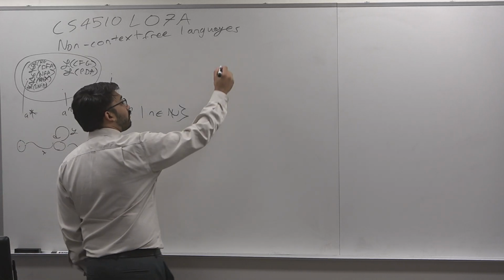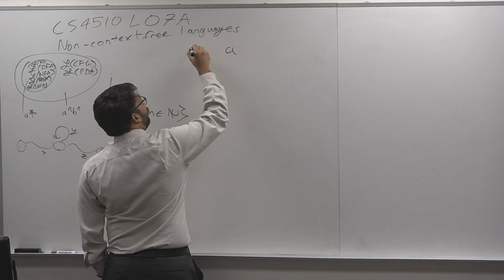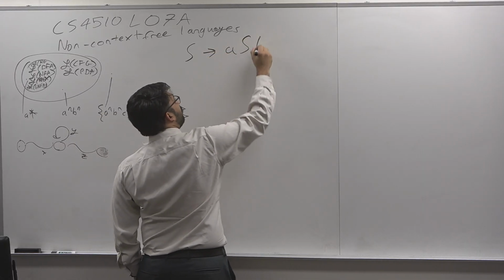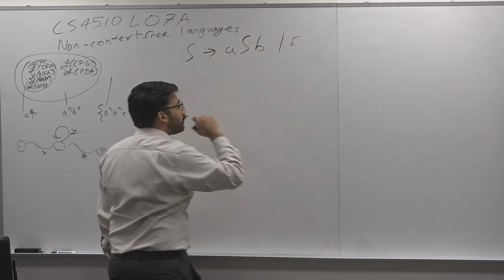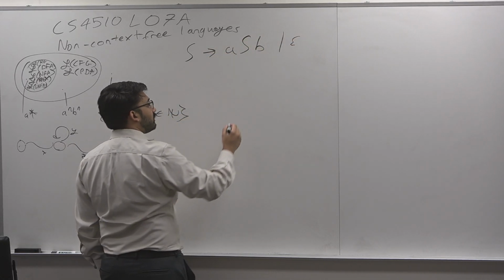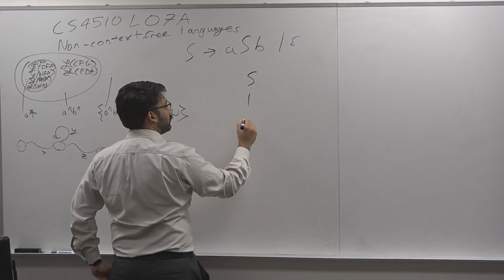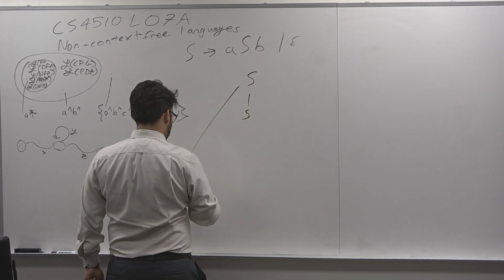So recall if we have a grammar of the form, let's say S goes to ASB or epsilon, we can produce the parse tree for such a string. Let's say S goes to, let's say, ASB.